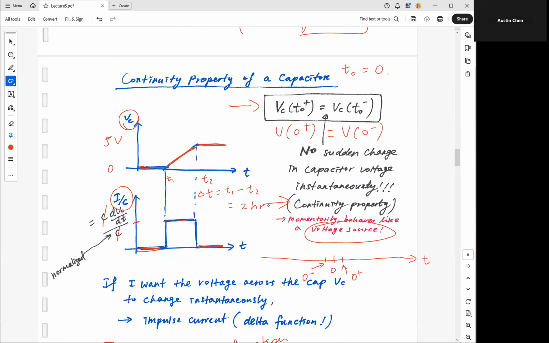By duality, we will have something very similar when we talk about the inductor as well.